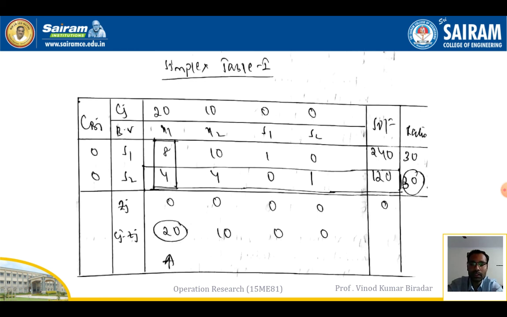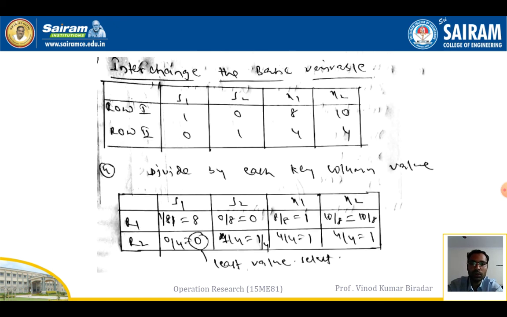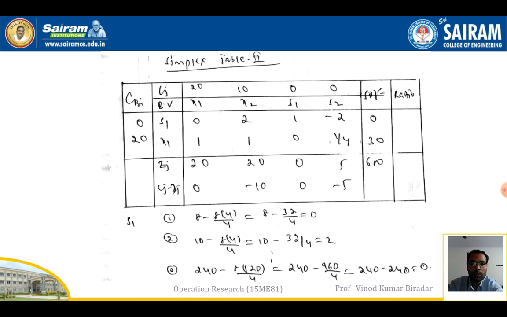Divide by the intersection point: 4 by 4 is equal to 1, here also 1, 0, 1 by 4 you will get. So 0, 1, 1, 0, 1 by 4. That's x1. For s2, the procedure is the same: old value minus corresponding column into corresponding row divided by the key element. You will get the same value: 0, 2, 1 minus 2 is equal to 0, by 30.